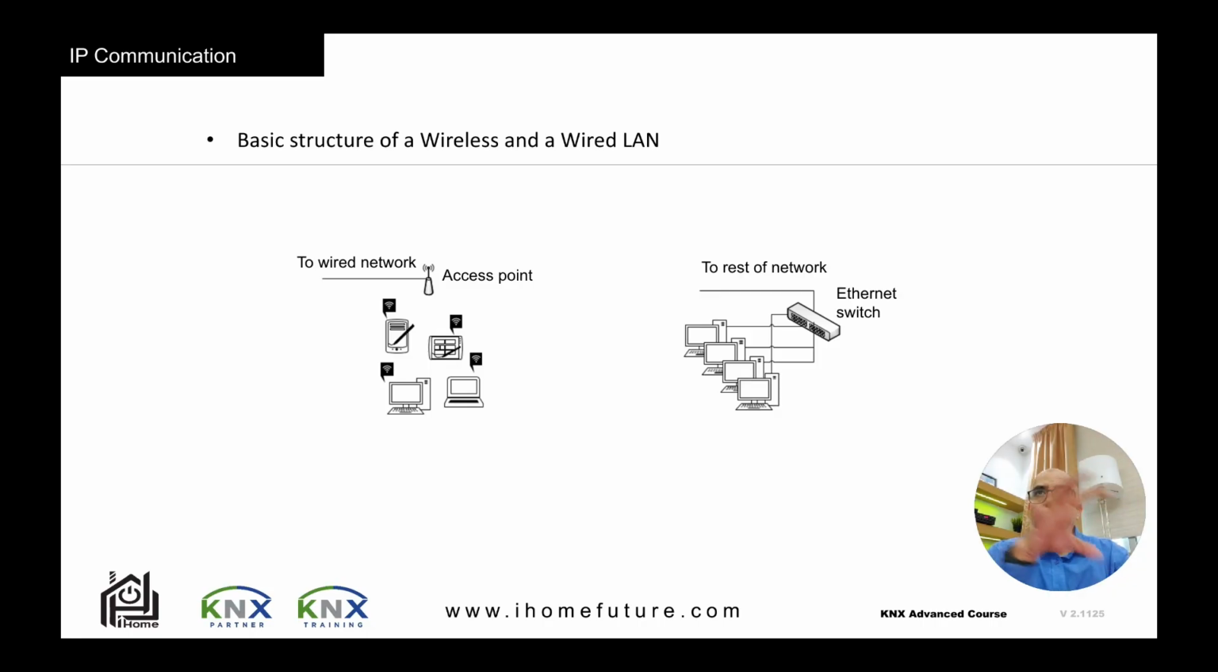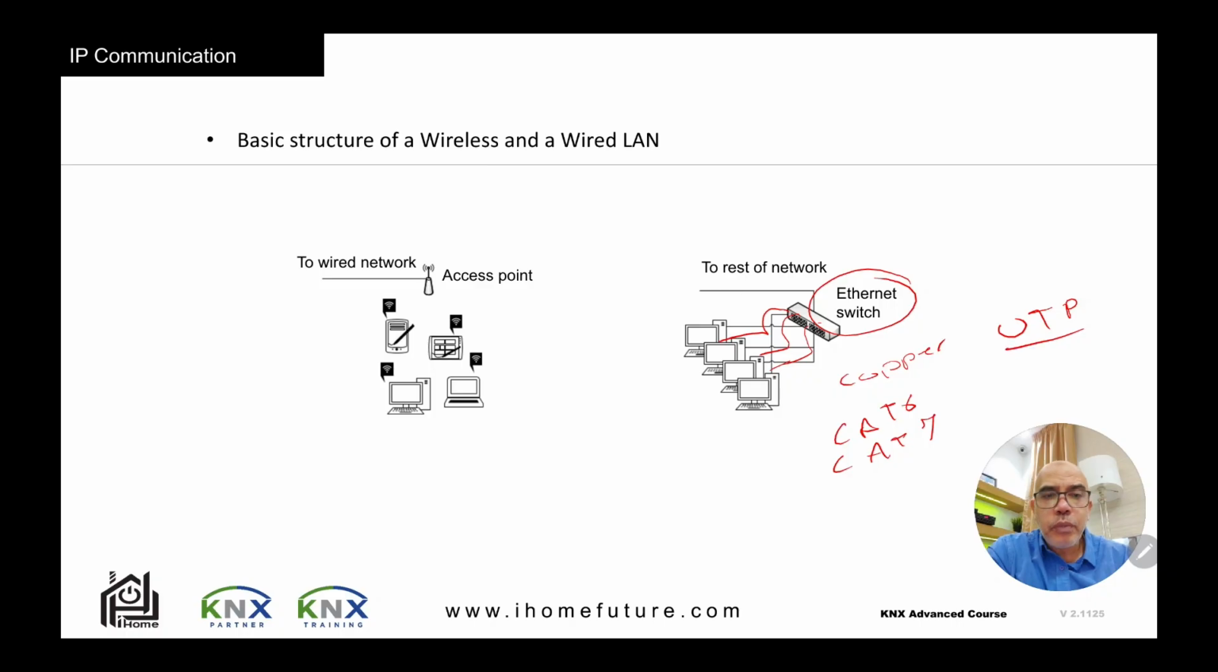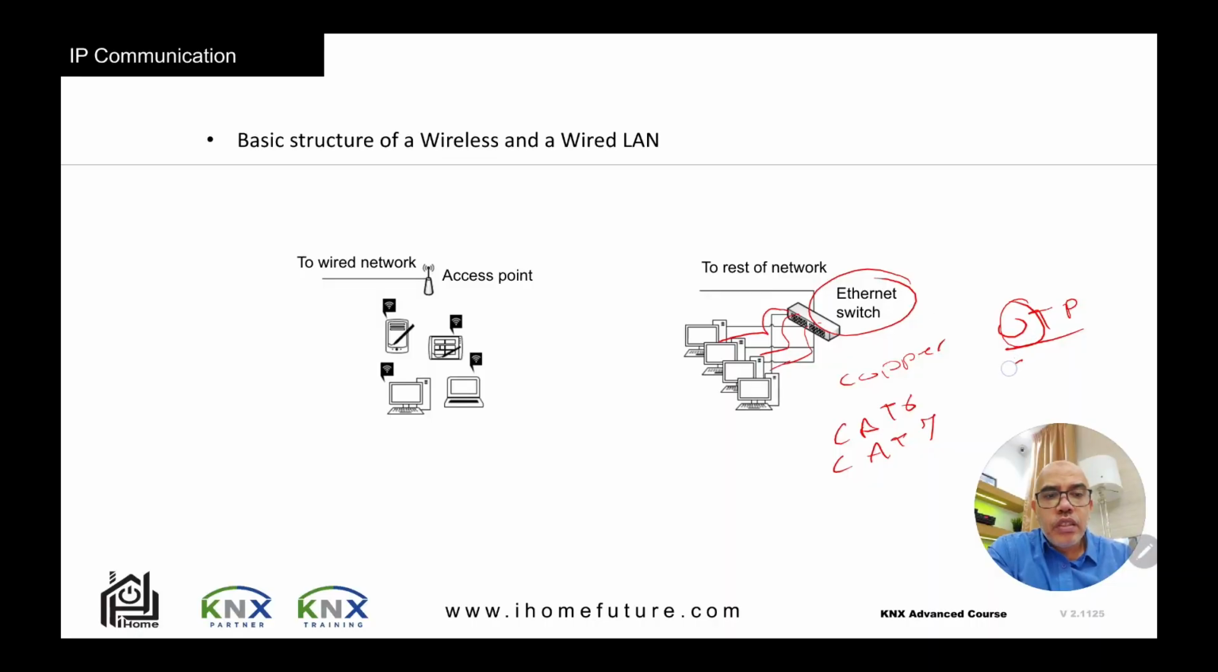Of course, this network can be wired or can be wireless. If you have a wired connection, say an Ethernet switch connecting the wired devices, this connection is mostly using copper, what we call Cat6 or Cat7 cables. It's mostly a UTP cable, which has 4 pairs, so 8 wires, unshielded twisted pair. Sometimes you have a shielded version called STP, and this is a copper connection.